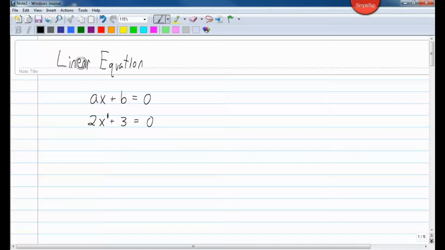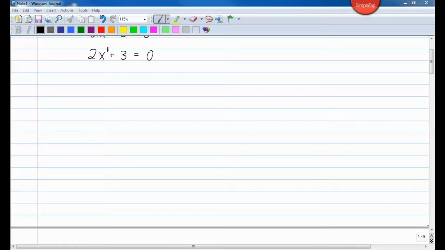The reason it's called a linear equation: if you're ever told something is linear, then you should probably think straight. If we were to set this equal, say, to y and graph it, it would be a straight line. Our goal usually with linear equations is to solve for x, to get x by itself. The way that we do that in an equation is by using addition, subtraction, multiplication, division, whatever it takes to get x by itself.